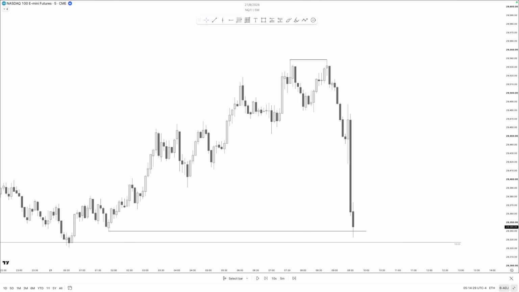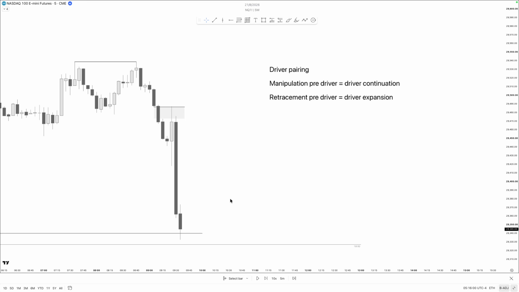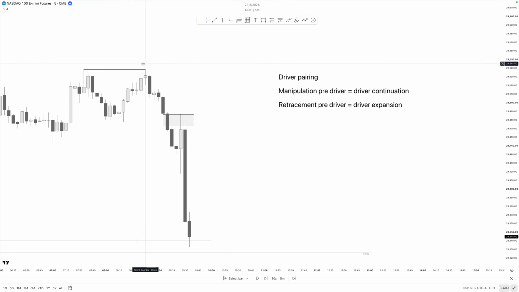So now all that's left to do is look for a lower time frame framework and an entry towards the draw on liquidity. I'm using driver pairing on this day to frame this. There are 2 parts to it. Manipulation pre-driver, which means high of day confirmed pre-9:30. With that, we're going to see a driver continuation. See how we confirm high of day expansion before the 9:30 market open, and then the driver, of course, expands as well. So we get a continuation of that towards the draw. This is a protected swing.